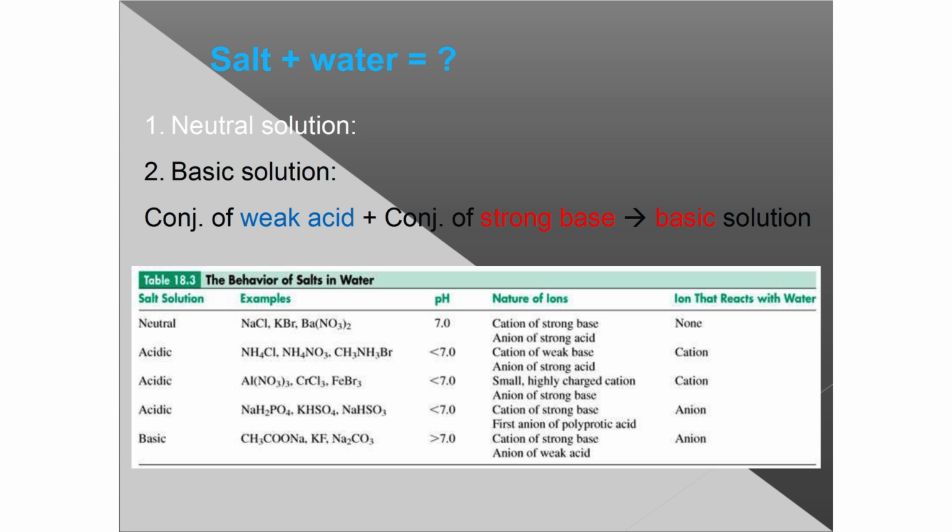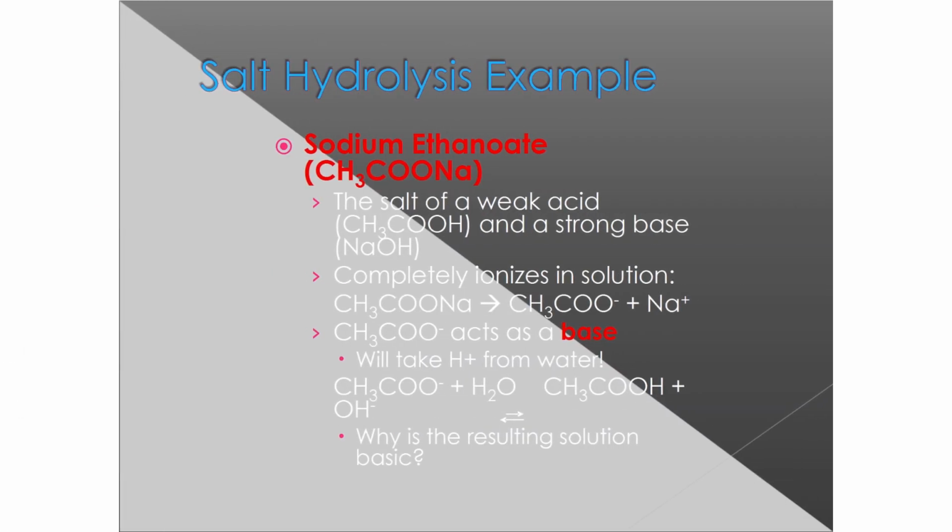The table appears again to summarize the same examples we saw before, like neutral sodium chloride, acidic ammonium chloride, and basic sodium acetate. To understand this better, let's examine a specific example, sodium ethanoate. This is the salt of a weak acid, acetic acid, and a strong base, sodium hydroxide. It completely ionizes in solution into acetate ions and sodium ions. The acetate ion then acts as a base in water, taking a proton from water. This reaction produces acetic acid and a hydroxide ion, and that is why the resulting solution is basic.